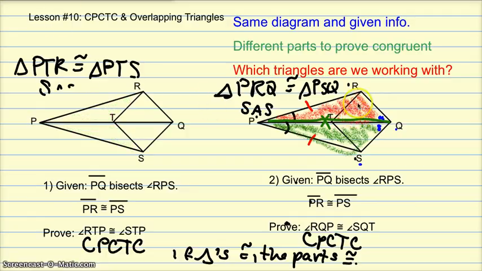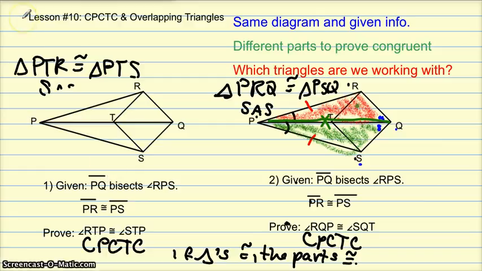In the second proof, we had this top one and this bottom one, so it's a second pair. But did you ever consider that we also could have been working with this pair? So even in this one diagram, there were 3 different pairs of triangles we could have been dealing with, and it was in marking our diagram with the given statements that we were able to see what we were trying to prove.